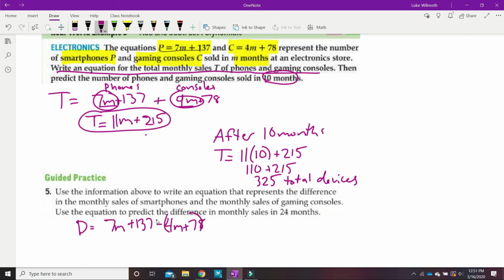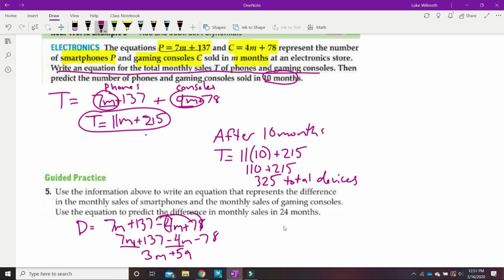And I have to distribute the negative to each term. So we have 7M plus 137 minus 4M minus 78, which is going to give me 3M if I combine the 7 and the negative 4, and then 137 minus 78 is 59.